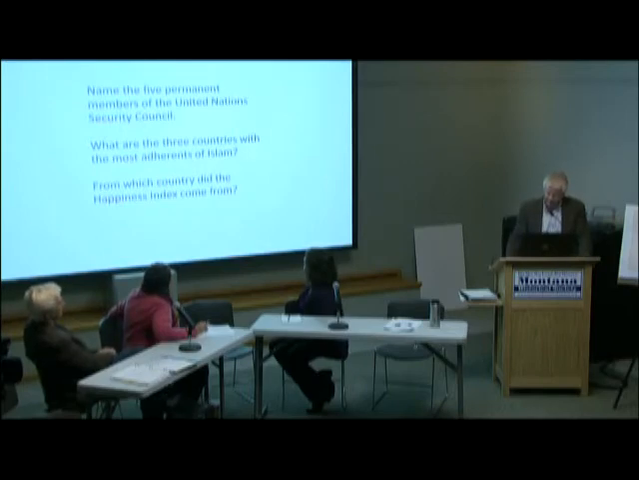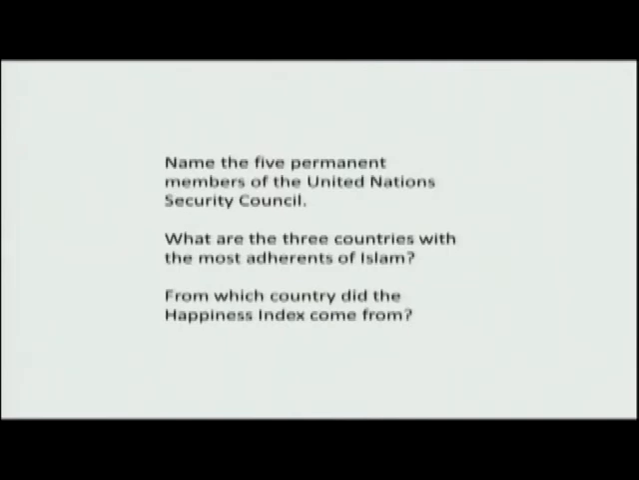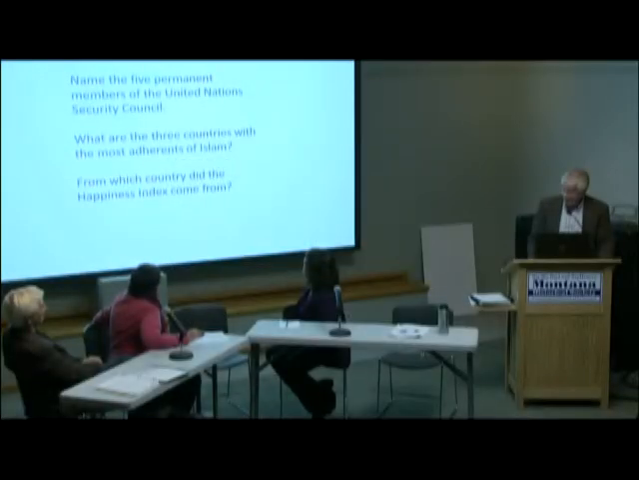How about the 3 largest Muslim countries by population? The largest is Indonesia. That's correct. Indonesia is number 1.